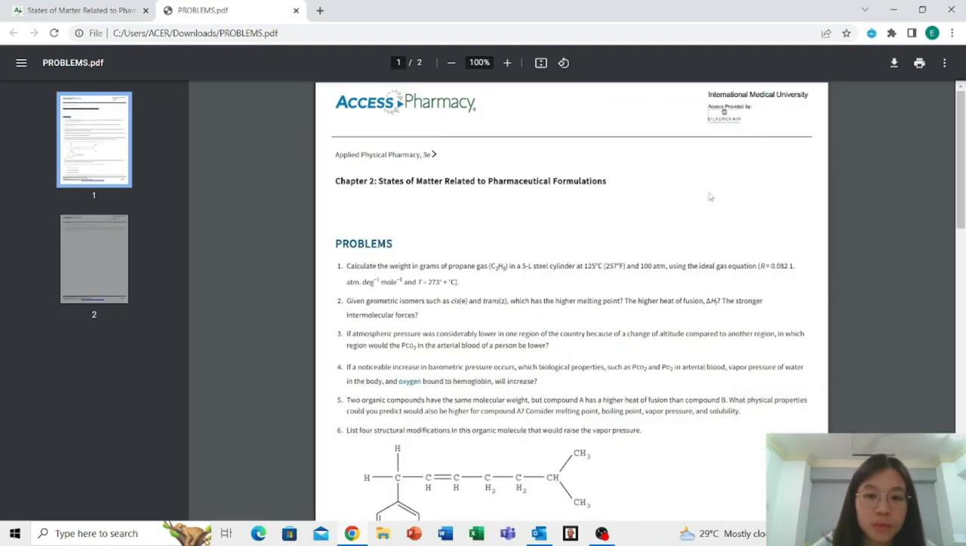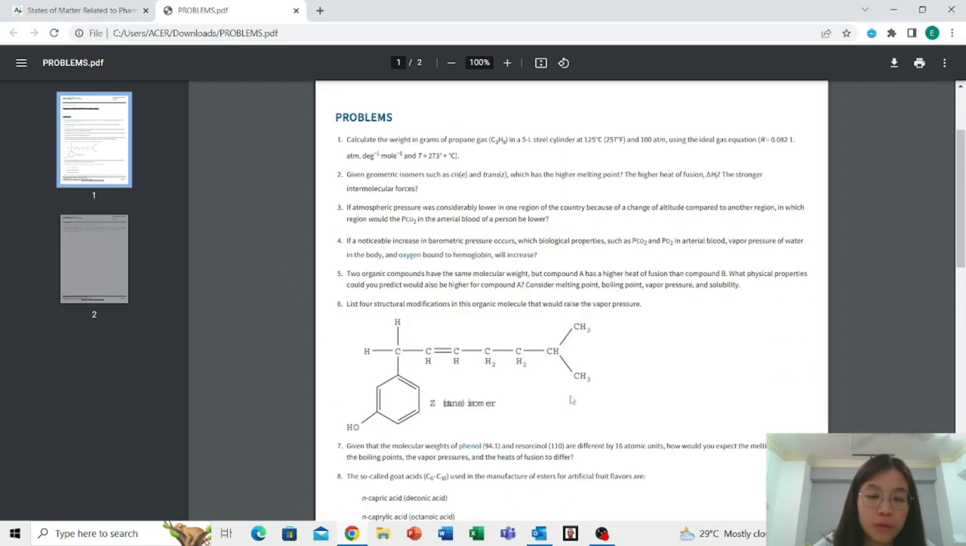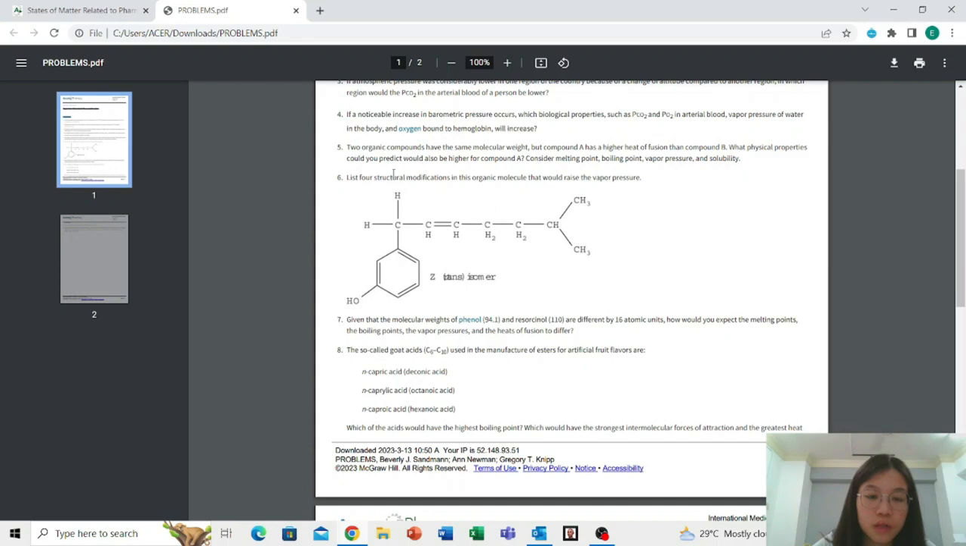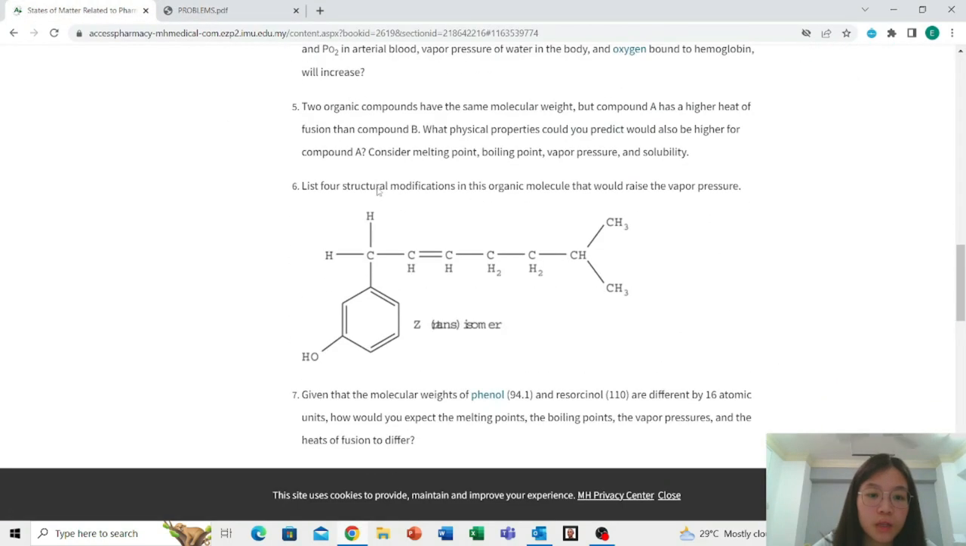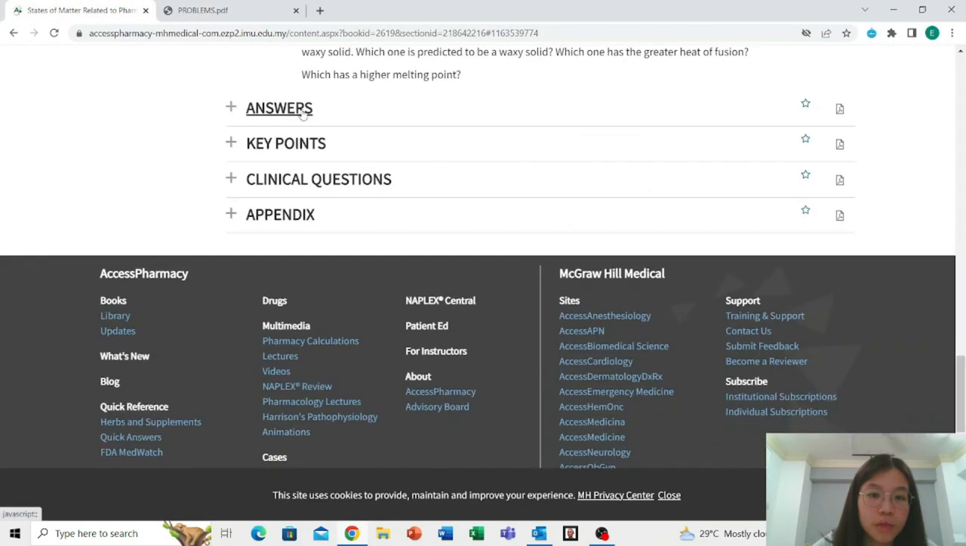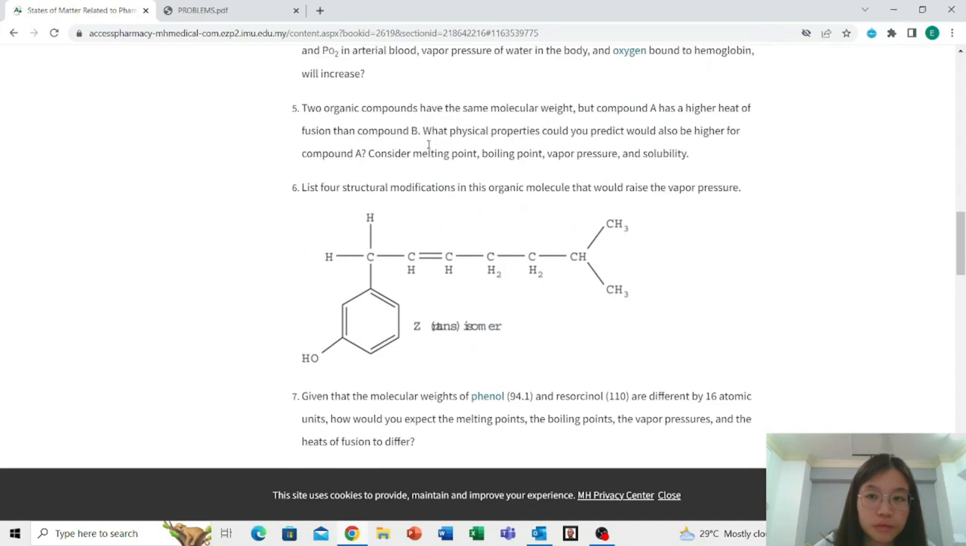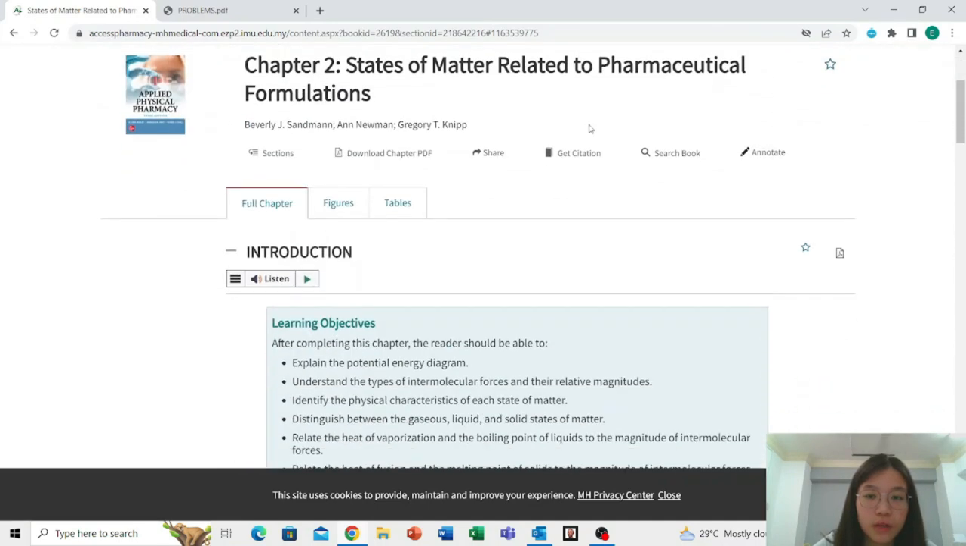So this PDF shows that I only want the part of problems, and you can also print it out and do your own notes. There are also structures and figures to help you understand what the question is asking, and there are also answers provided after you attempt the questions. You can also get the citation here if you are referring to this ebook when you are doing your assignments or practical sessions.